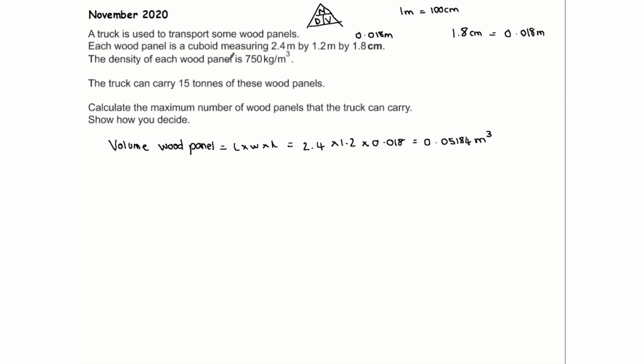So I know what the density of the wood panel is because I've been given that in the question. It tells us that the truck can carry 15 tonnes of wood panels. Well, here we've got kilograms, here we've got tonnes. So we need to know the conversion between kilograms and tonnes. So 1 tonne, and this is information they're expecting you to recall, is 1,000 kilograms. So therefore 15 tonnes means we're going to multiply this by 15, which gives us 15,000 kilograms.